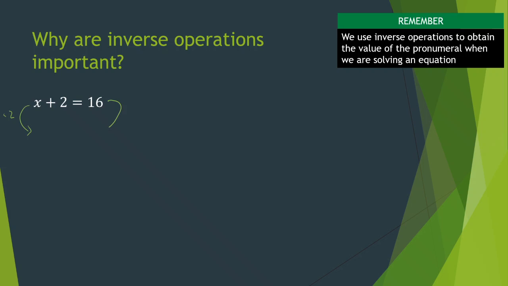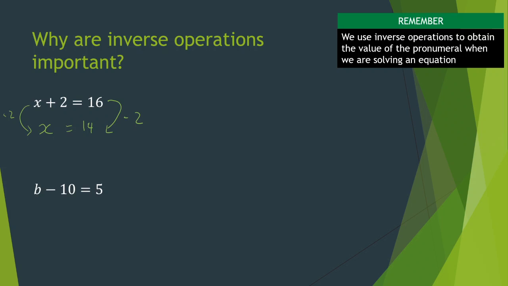But because it's an equation, we have to do it to the same side. So if I do x plus 2 minus 2, I'm just going to end up with x. And if I do this, I'm going to end up having 16 take away 2, which gives me 14.